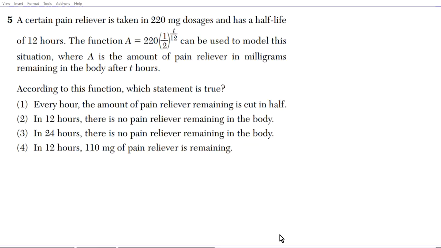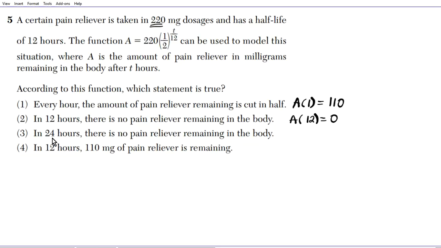Okay, so these statements are basically assessing your ability to accurately evaluate output values using this function and the specified input values. Okay, so the first one, every hour, the amount of pain reliever remaining is cut in half. So starting with 220, after the first hour, a of 1, we should have half that amount, which is 110. Is this true or false? Well, we'll see. The second one, in 12 hours, there is no pain reliever remaining in the body. So the claim here is that a of 12 is equal to 0.